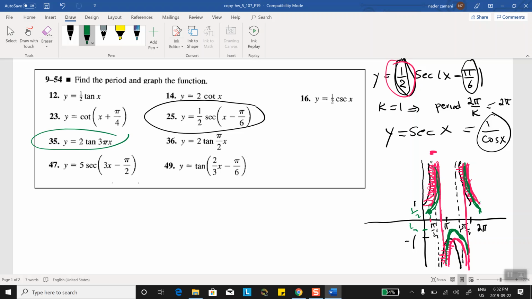So I'm going to stop this video segment at problem number 35, because I don't want these to get too long. Then I'm going to come back and do these four in video segment 3.